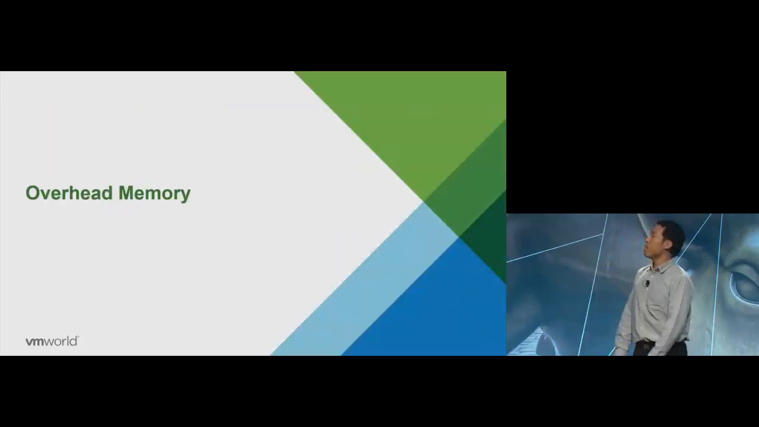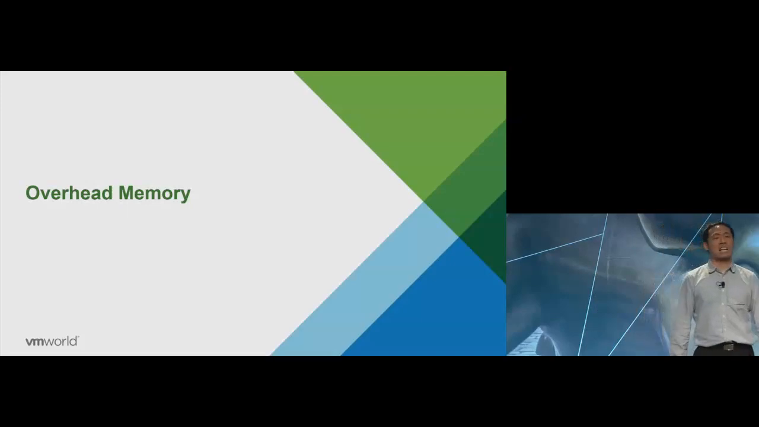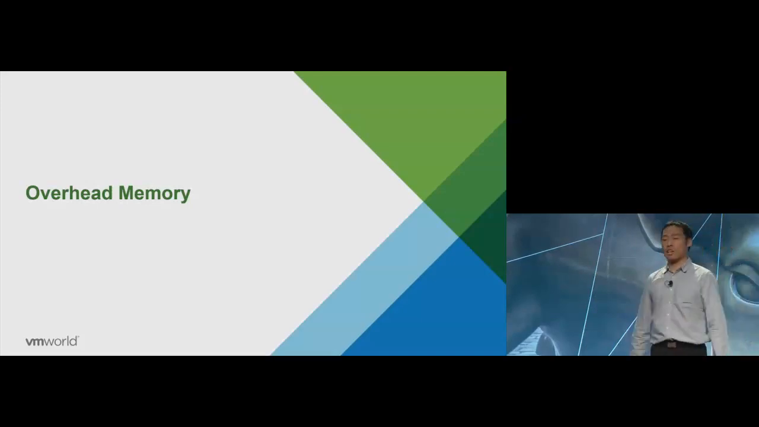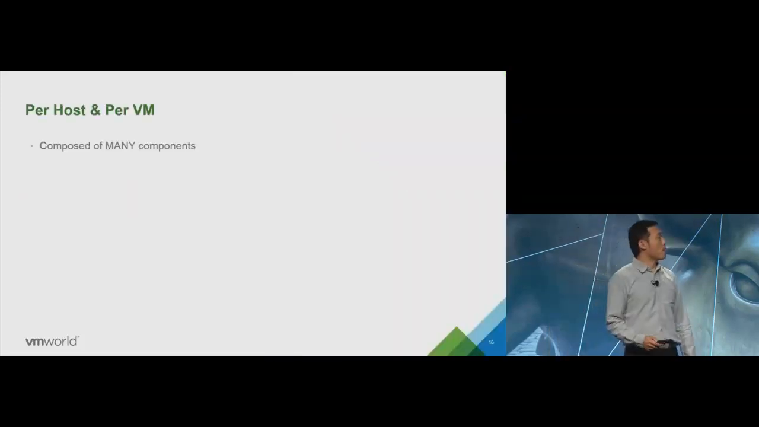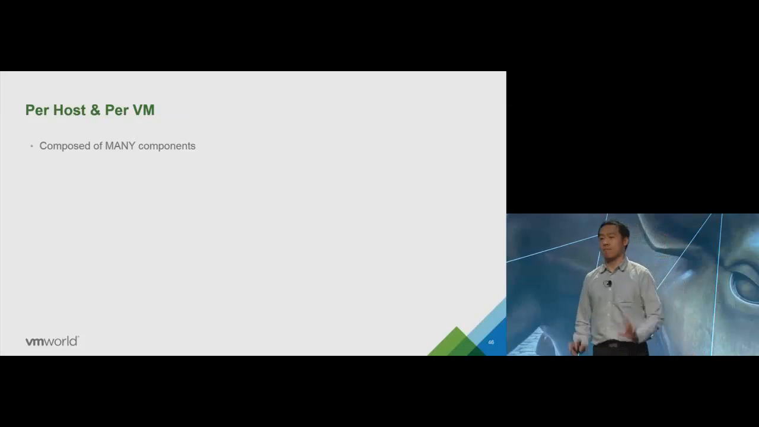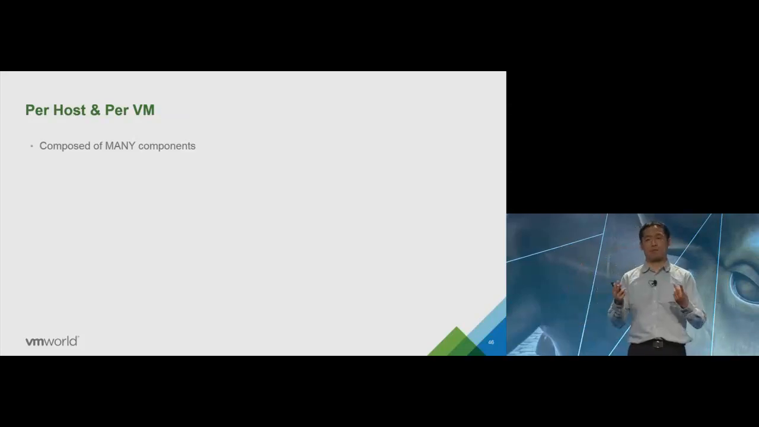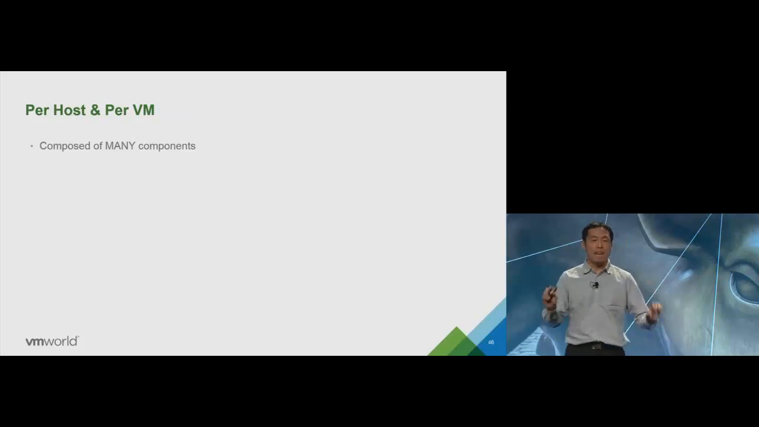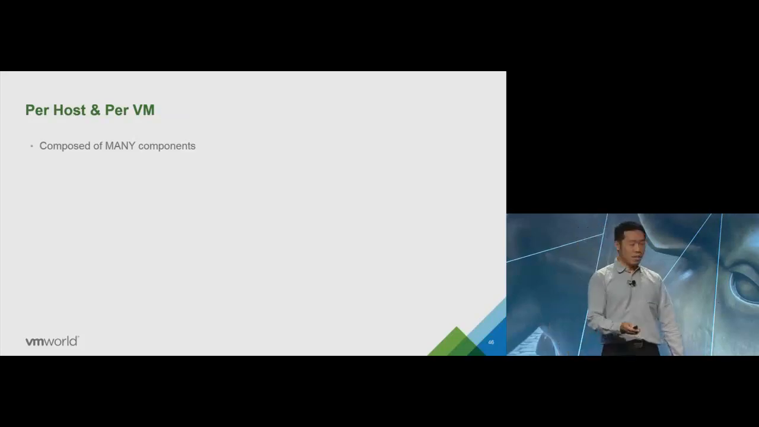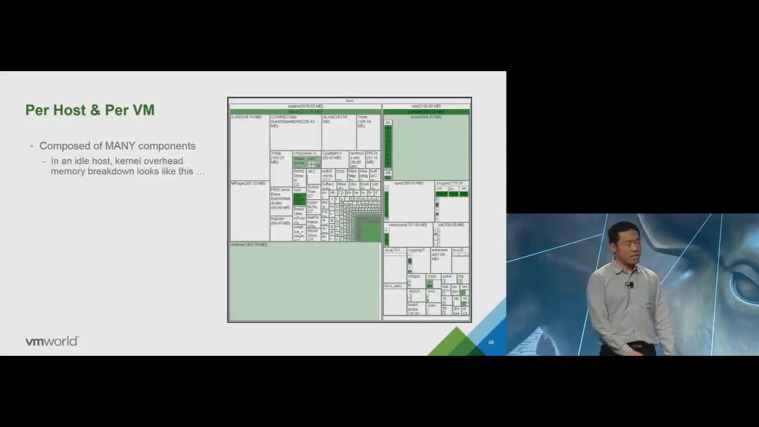Okay, overhead memory is a factor that you cannot simply ignore when you consider this, because virtualization comes with a cost. When we talk about the overhead memory, typically there are two types of overheads. One is per host overhead, and one is per VM overhead. And both of them are composed of many, many components. So here I show you an example.